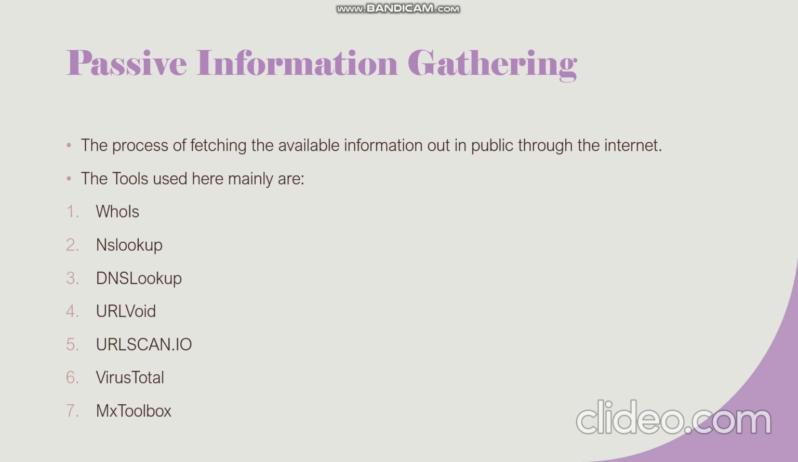First, we can move ahead with passive information gathering. It's a process of getting all the information about a particular domain which is publicly accessible, obviously through the internet. Here we mainly used these tools for gathering information: WHOIS, NSLookup, DNS lookup, URLVoid, URLScan.io, VirusTotal, and MX Toolbox. There are a lot of other tools or websites through which we can also get information about a particular domain.